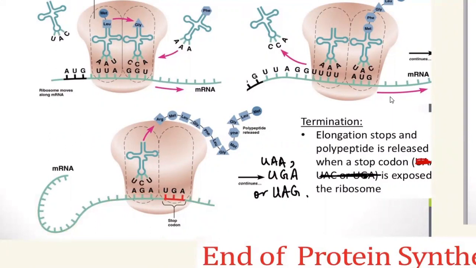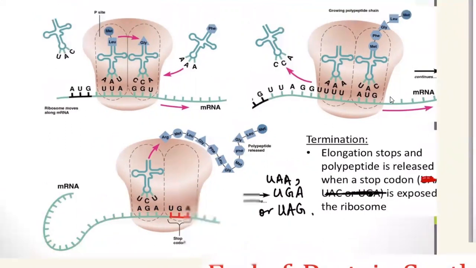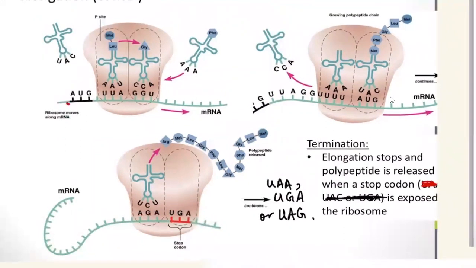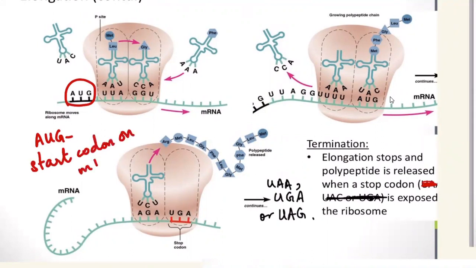Acha, now who will tell the cell that the polypeptide chain synthesis is complete? Just as we had a start codon, क्या था हमारा नाम start codon का? AUG. So I would say AUG is my start codon on mRNA. Similarly, we have stop codons also. And what are the stop codons? UAA, UGA, and UAG.